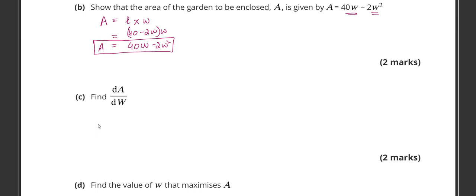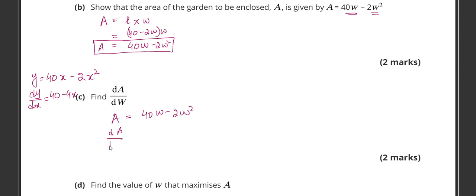Then he says find out the rate of change of area with respect to width. For example, if you change the width, how does the area change? Basically, you have to differentiate it. Just imagine that if you had y is equal to 40x minus 2x squared, how would you differentiate it? You would write down 40 minus 4x, right? Now you have A is equal to 40W minus 2W squared. So instead of y there is A, and in place of x we have W. So you just do it like this, 40 minus 4W.